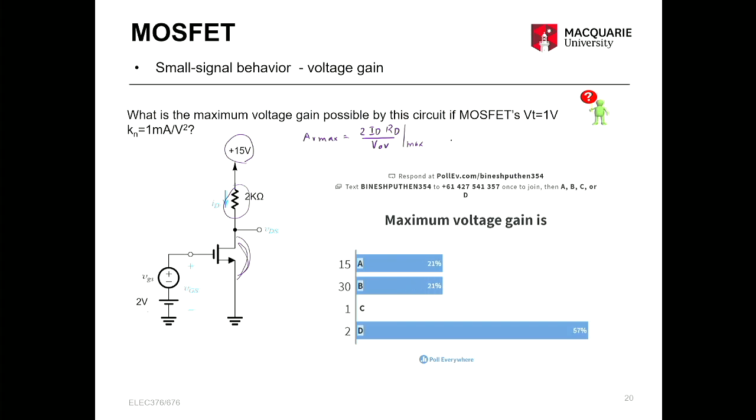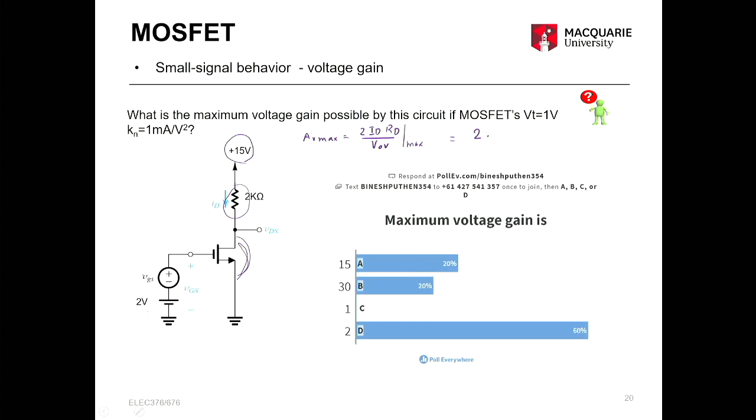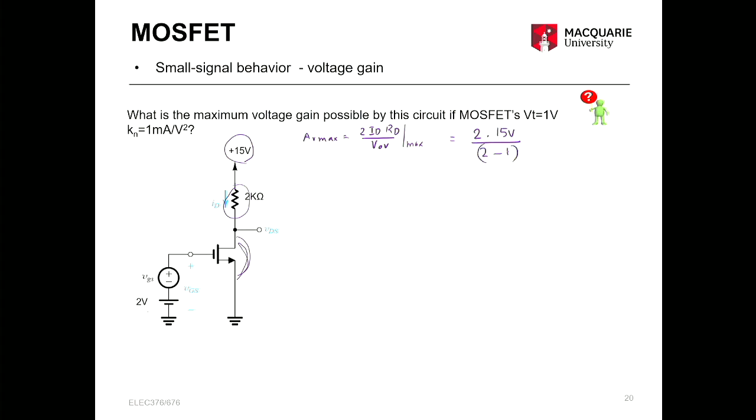So that is 2 times 15 volt divided by 2 minus 1.